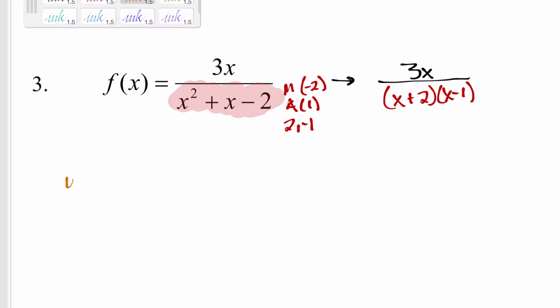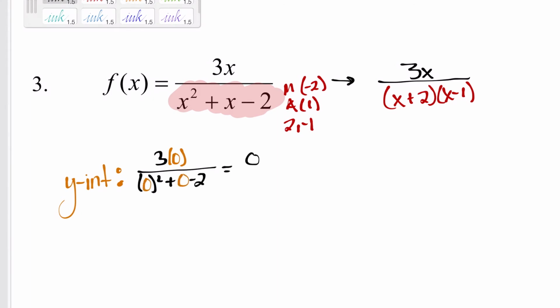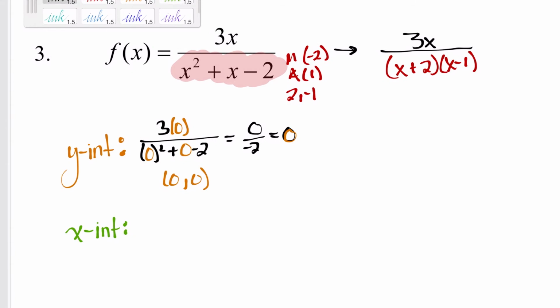So now that I've done some simplifying, I'm going to find my y-intercept. Just plugging in 0 to all of my x's. And it looks like my y-intercept is at the origin. And that's okay. And also that means that my x-intercept is also going to be at the origin, since that is where the x and y axis meet. I can still show you how to plug it in though.